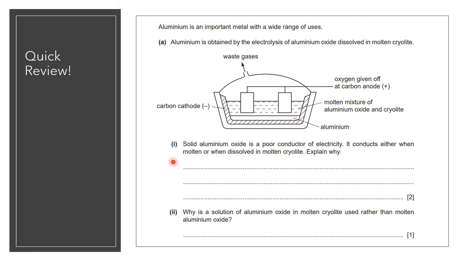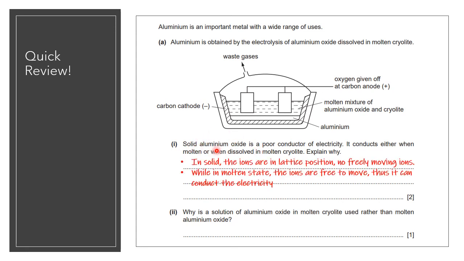Alright, question number 1. Solid aluminium oxide is a poor conductor of electricity. It conducts either when molten or when dissolved in molten cryolite. Explain why. Senang saja. Bila cerita pasal conduct of electricity, dia mesti berkaitan dengan free moving ions ataupun free moving electrons. But in this case, kita akan cerita pasal free moving ions lah.